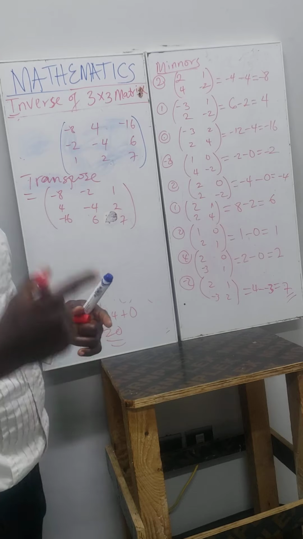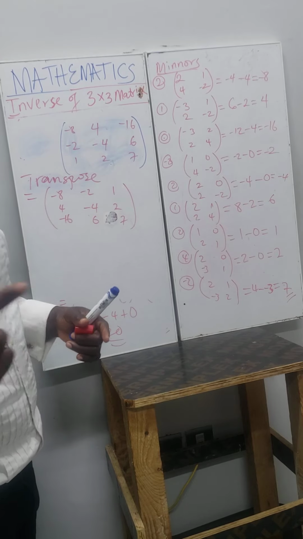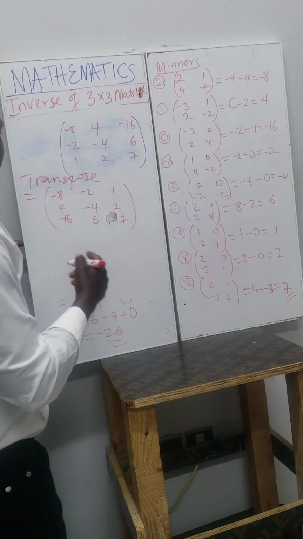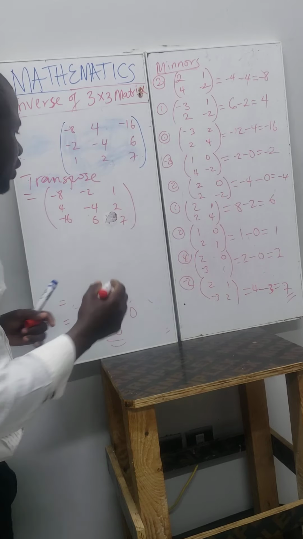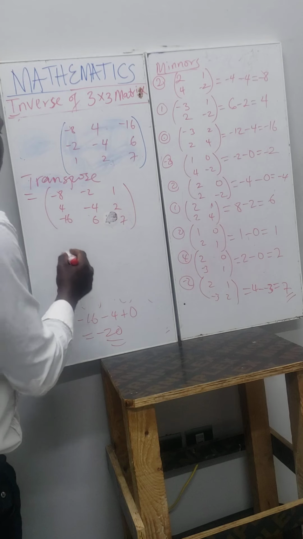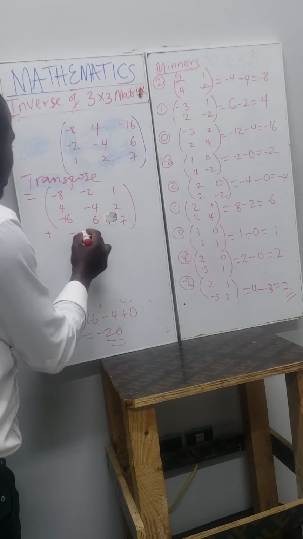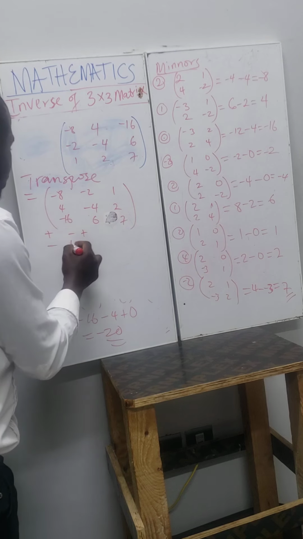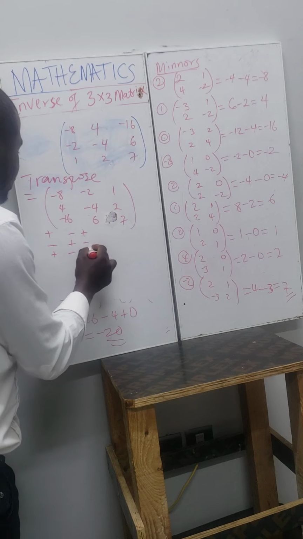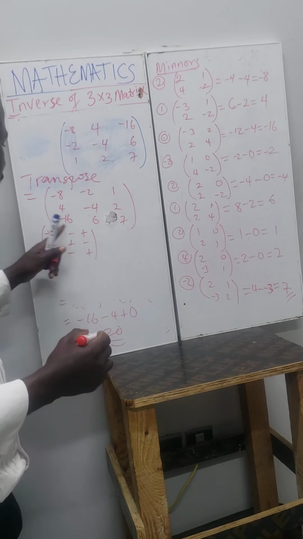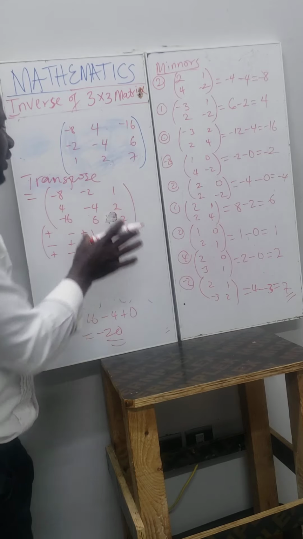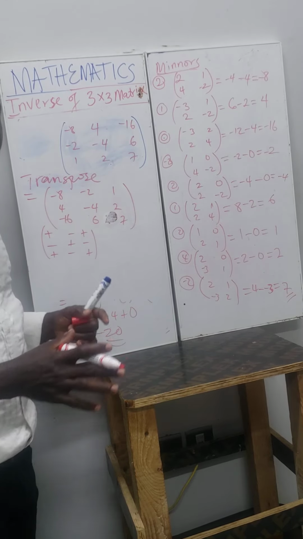Don't forget the steps. You have to take the steps sequentially. It's very important. Then the next thing is to make use of our cofactor method. And what's our cofactor method? It is plus, minus, plus, minus, plus, minus, plus, minus, plus. You have to make sure that all these signs have an effect on the previous step.